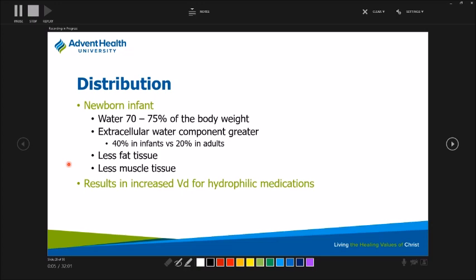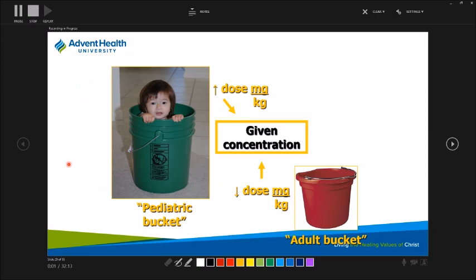So when you're looking at things like dosing of gentamicin, you're going to find that the dose is relatively high on a milligram per kilogram basis as compared to an adult. That is in order to get the same blood level, right? I think I have it on the next slide. Basically, they have a much larger bucket that you're trying to fill with that drug as compared to the adult bucket, which tends to be a little bit smaller.